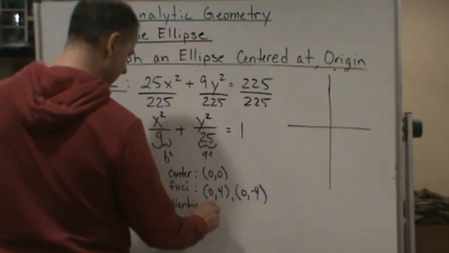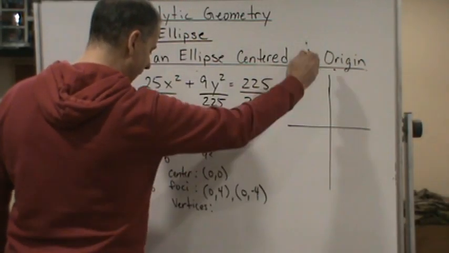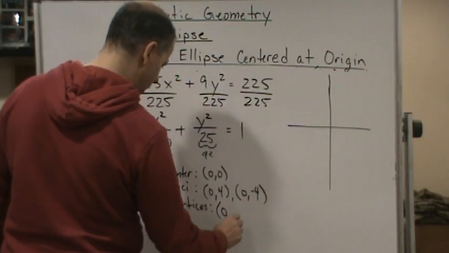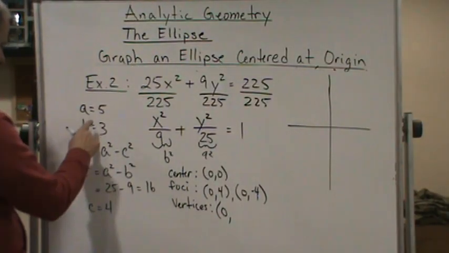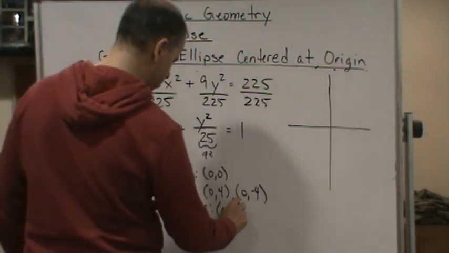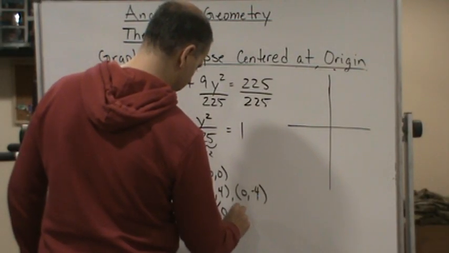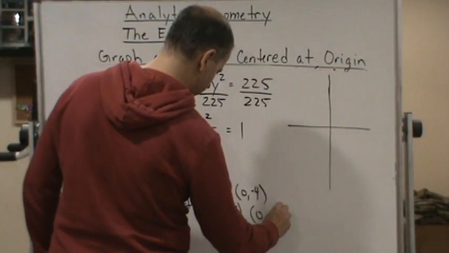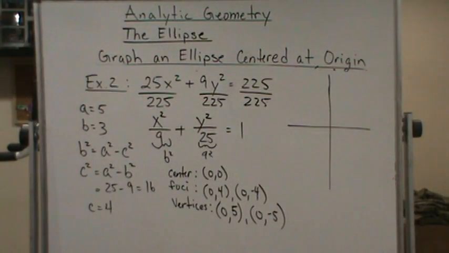Now the vertices are again along the major axis, which is the y-axis in this case. So again, your x values are always going to be 0, and here your a value is 5. So here's where 5 comes in. So it's going to be 0, comma 5, and then it's going to be 0, comma negative 5. Okay, so those are your vertices.